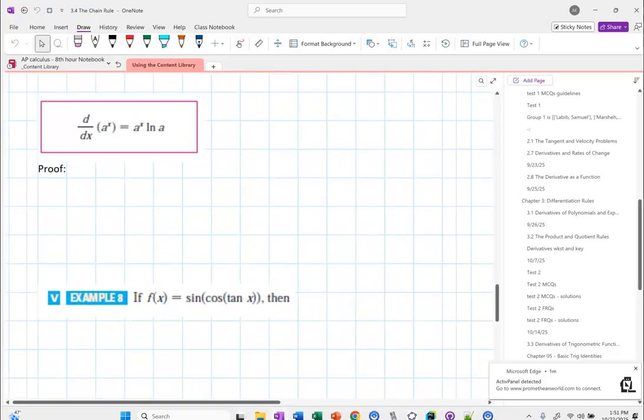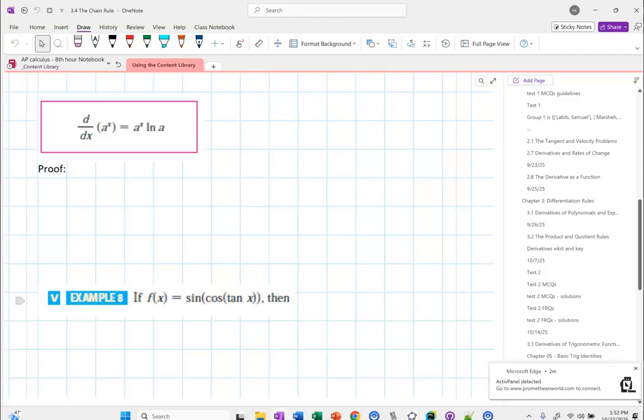So the one thing that I didn't talk about in enough detail was this new additional derivative rule. So this is what I want to start with today. This rule says the derivative of a to the x is equal to a to the x times the natural log of a. So this is a new derivative rule. Should this be memorized? Yes, it should go on with the rest of your memorization list.